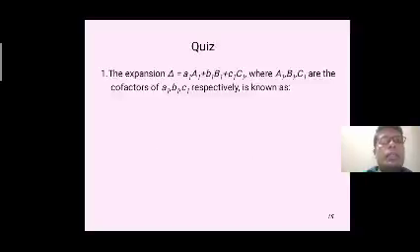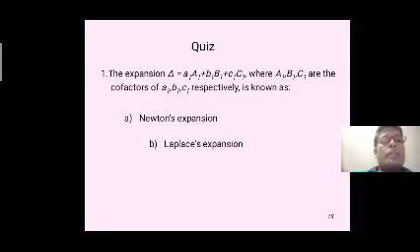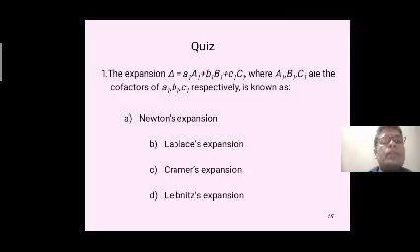Quiz. The expansion delta equal to a1 A1 plus b1 B1 plus c1 C1, where capital A1, capital B1, capital C1 are the cofactors of small a1, small b1, small c1 respectively, is known as: Newton expansion, Laplace expansion, Cramer's expansion, Leibniz expansion. What is the answer?